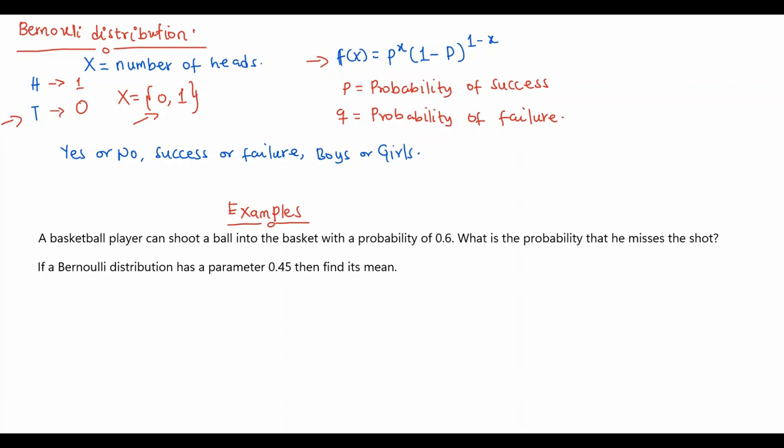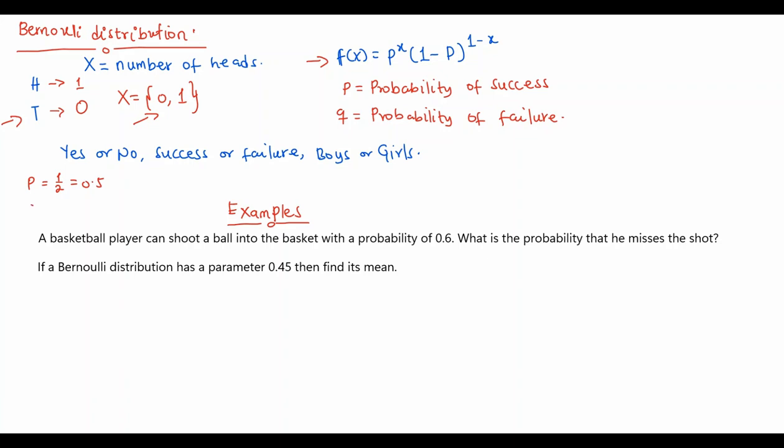1 over 2, because we said what? P is the probability of success. So the probability of getting a head, P, will be equal to 1 over 2, right? Which is the same as 0.5, right? And I want Q to be the probability of not getting a head.